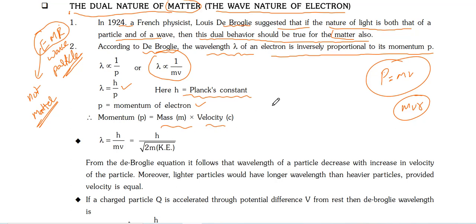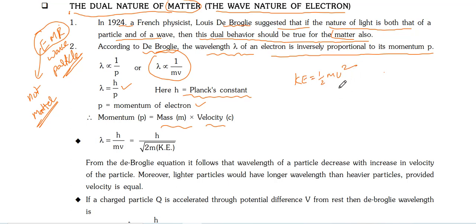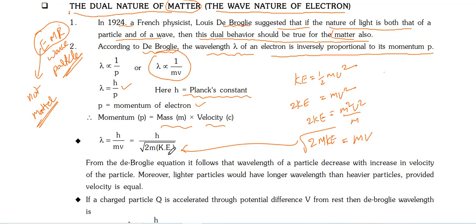Now here is one derivation. Lambda equal to h by mv. We know that kinetic energy equals half mv square, so 2 KE equals mv square. Then we need mv, so multiplying and dividing by m, mv equals square root of 2m KE. So in place of mv we can substitute the square root of 2m KE. This is the proof. If they give kinetic energy, you can calculate the de Broglie wavelength easily from this formula.